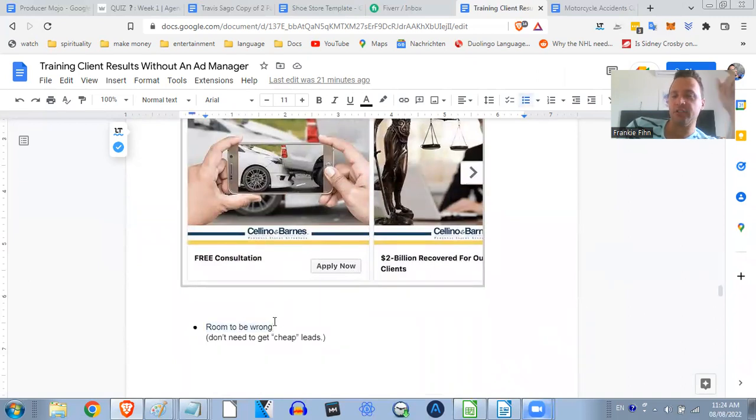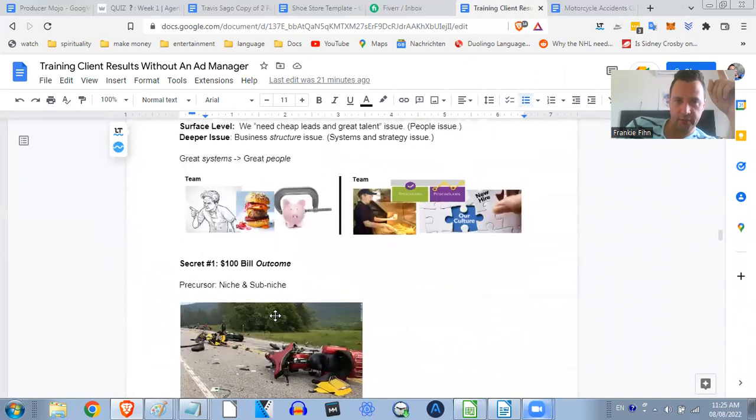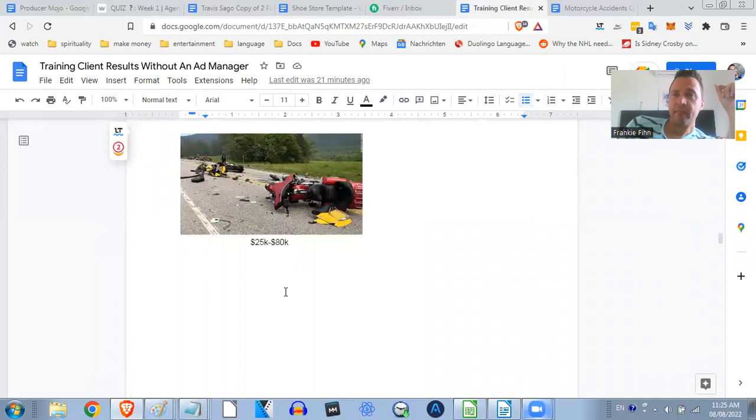room to be wrong. This is what I wanted to show you guys. Okay, let's go back to this motorcycle image for a second. If we are bringing a client an $80,000 accident case, how much do you think we can spend on leads to go get somebody, to get just one person?